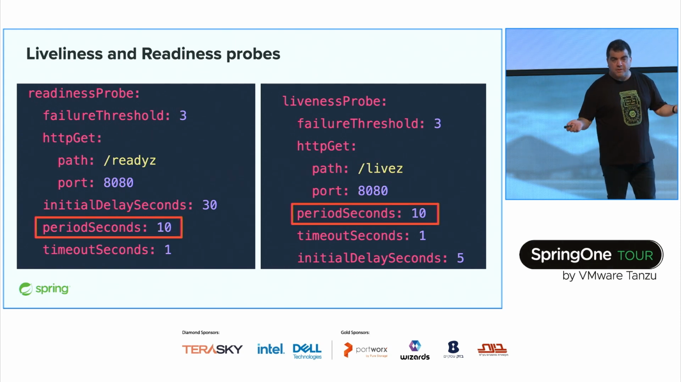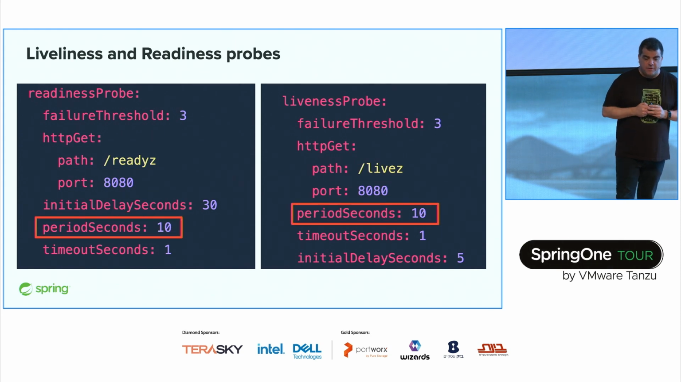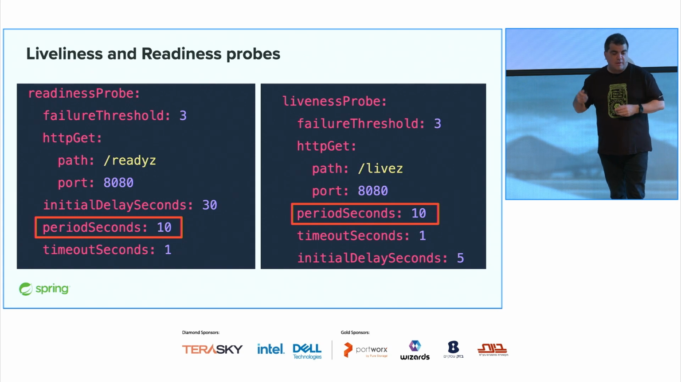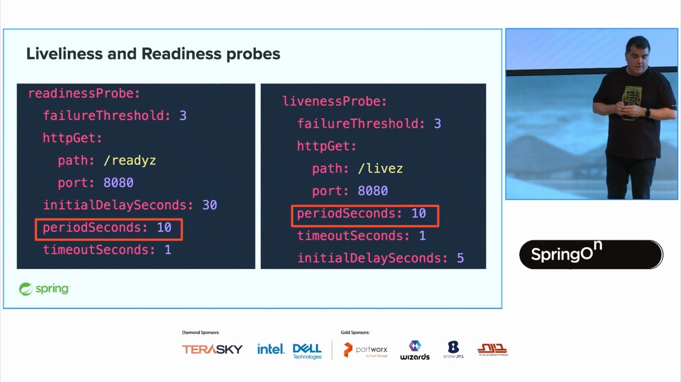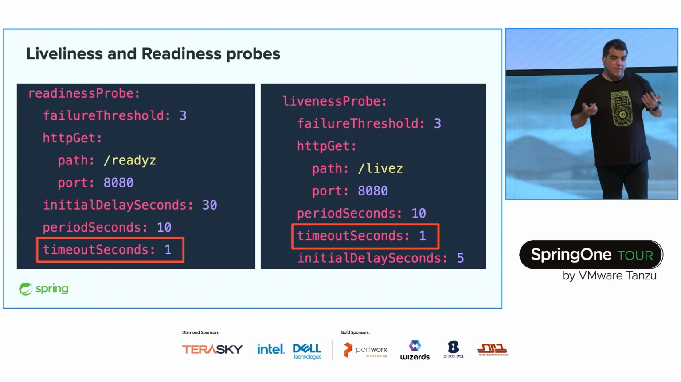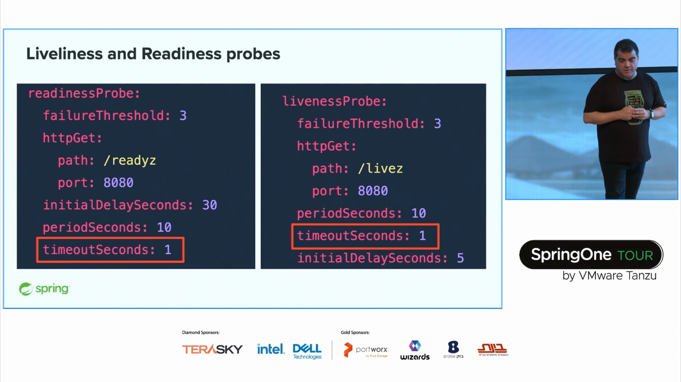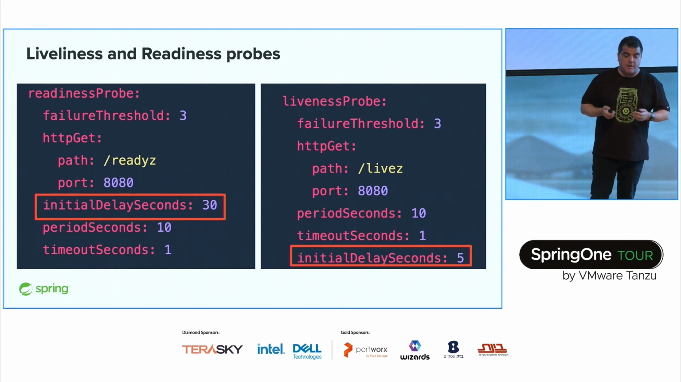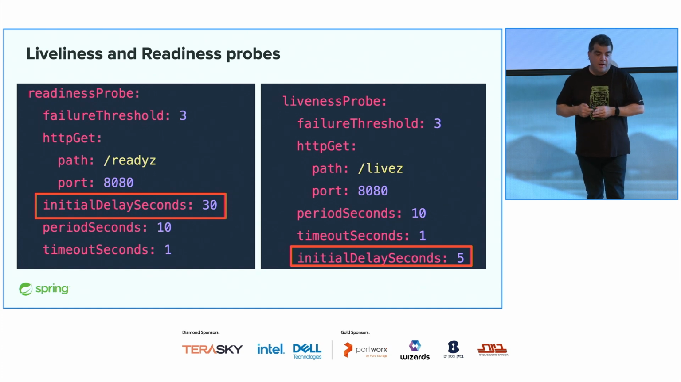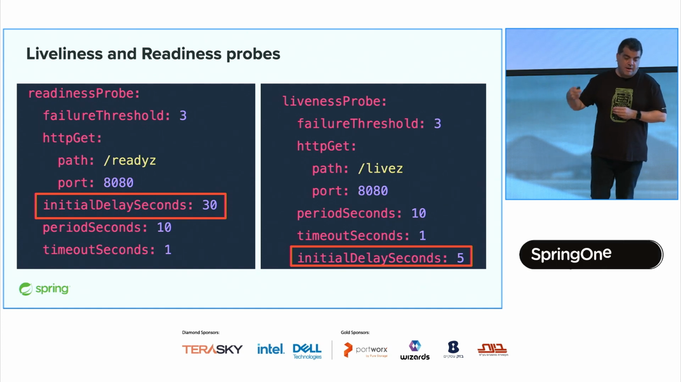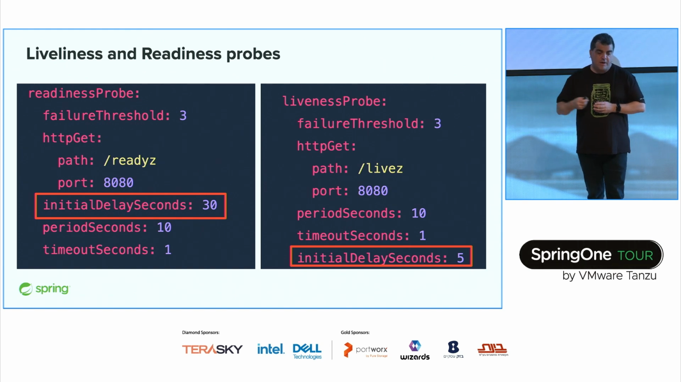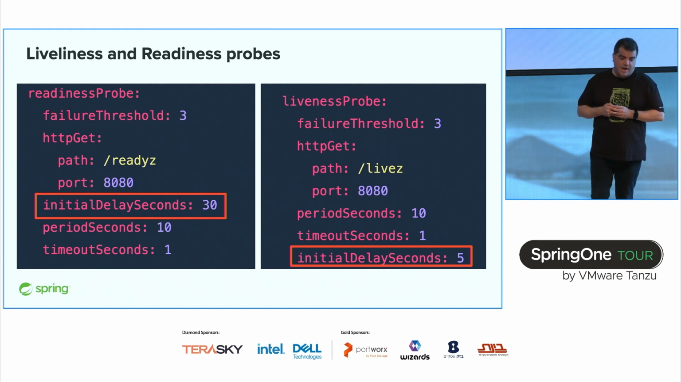There are other parameters here, obviously, that you can configure. The period seconds is how often to poll this endpoint. The timeout seconds says, if there is no response, when should you time out? The initial delay seconds tells you how long to wait when you start up the application before you start probing.